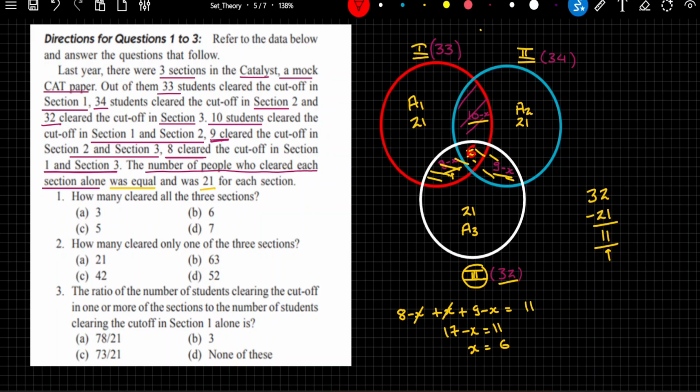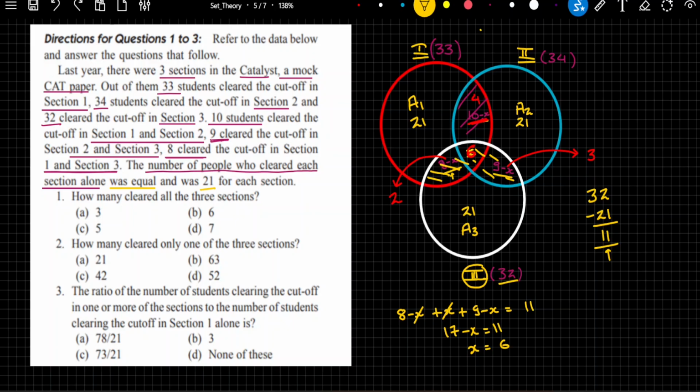So if this area is 6, can I say then this area, 10 minus x, is going to be 4, and this 8 minus x would be 2, and 9 minus x will be 3. Now since I'm able to find the value of all the areas, let's proceed with the first question.